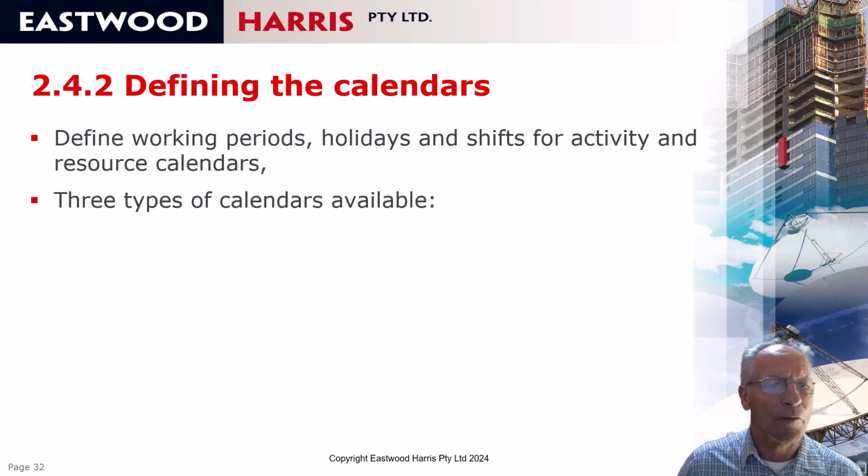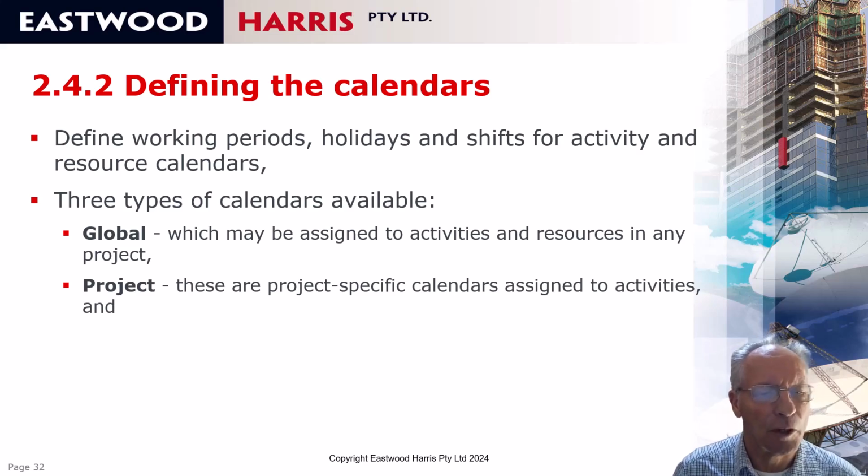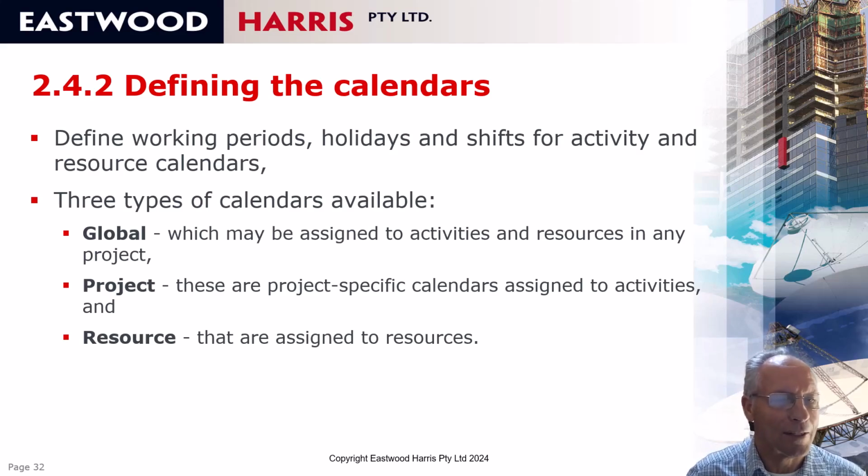There are 3 types of calendars in Oracle Primavera P6. First of all, there are global calendars, and these calendars may be assigned to any activities or any resources in any project, and these are usually maintained by the administrator. Then there are project calendars, and these are project-specific calendars that may only be assigned to activities within a project. They may not be assigned to resources. And then finally, there are resource calendars that may be assigned to resources for resources that have specific working requirements. For example, individual people might have holidays and that sort of thing.